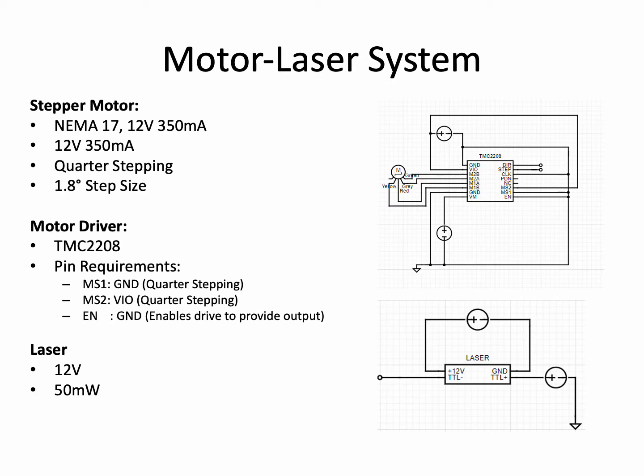Beat Laser's motor laser system is what is responsible for creating the illusion that a single laser beam appears as multiple. The infrastructure contained in this system includes a NEMA 17 12-volt 350 milliamp stepper motor, a TMC2208 motor driver, and a 12-volt 50 milliwatt laser. In order to create this illusion, a small mirror is attached to the shaft of the stepper motor.